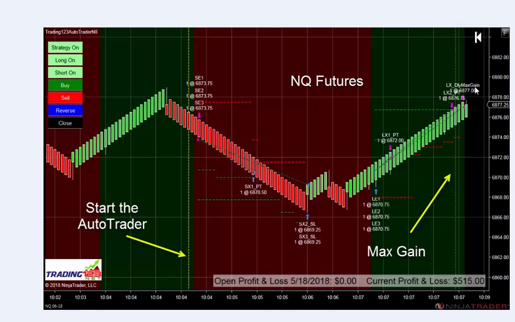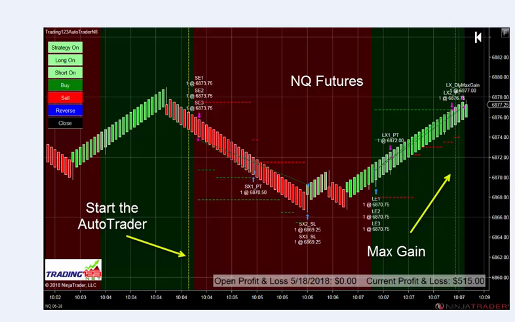and labels the chart LX, long daily max gain, and the AutoTrader will not make any more trades until you reset it. So on every chart you should be able to see when we start the AutoTrader and when it hits the max gain.